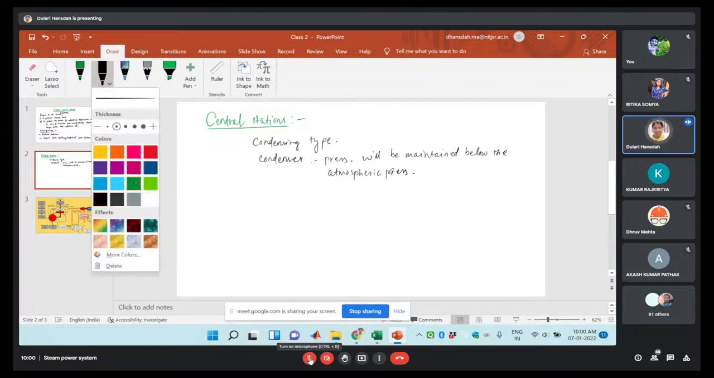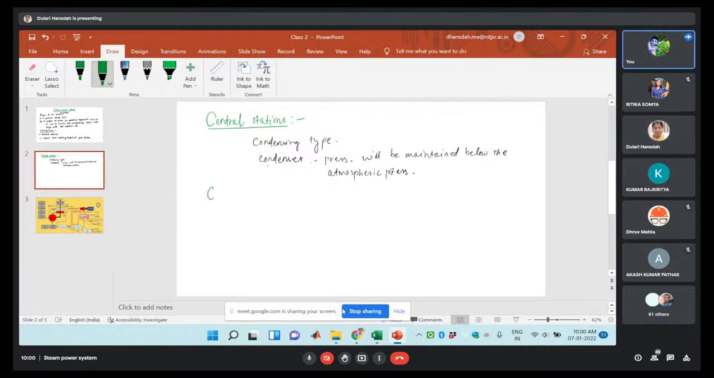Next one is your captive power station. Those are non-condensing type. Non-condensing means here the steam will be released directly to the atmosphere, or it will be utilized for some general purpose.